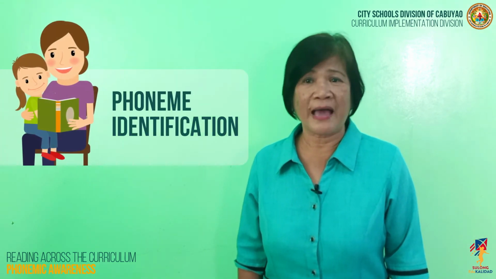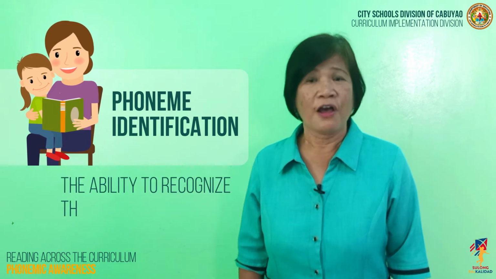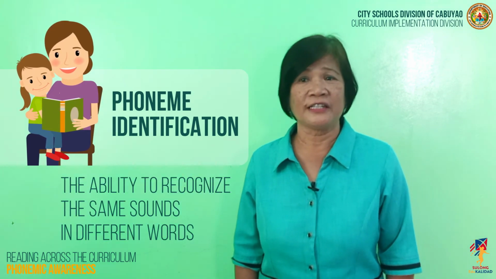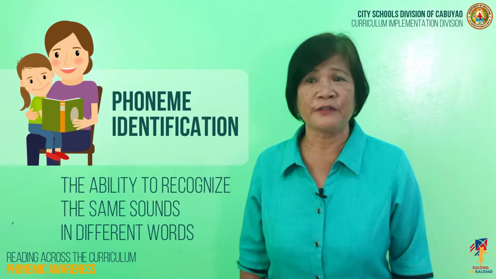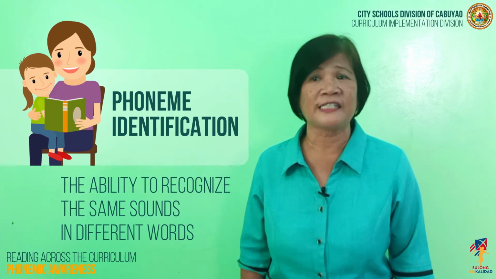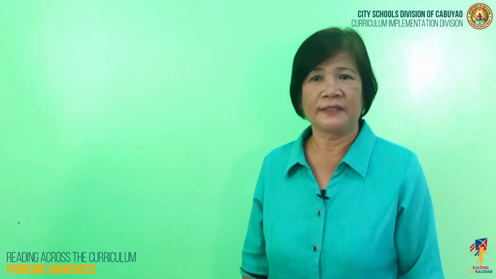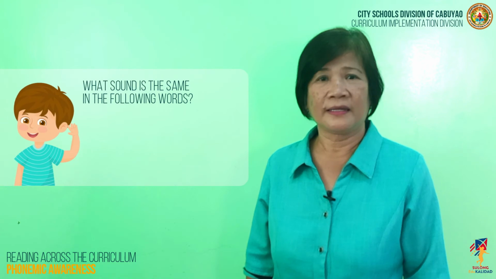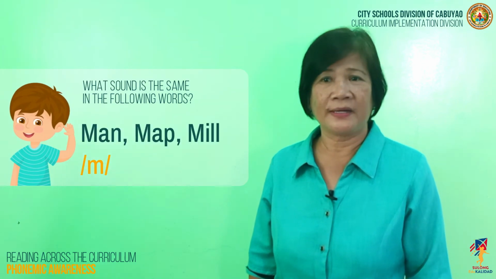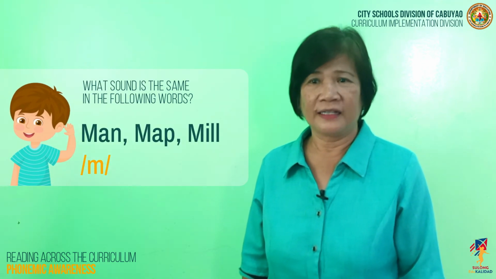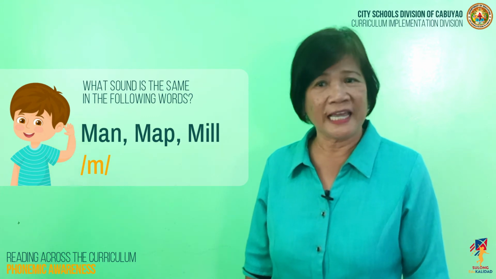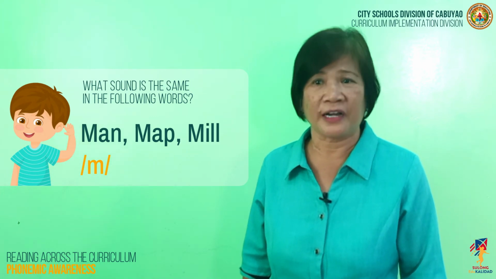There are four basic essential phonemic awareness skills. The first one is phoneme identification. Phoneme identification is the ability to recognize the same sounds in different words. Example: man, map, mail. What sound is the same in all the words?